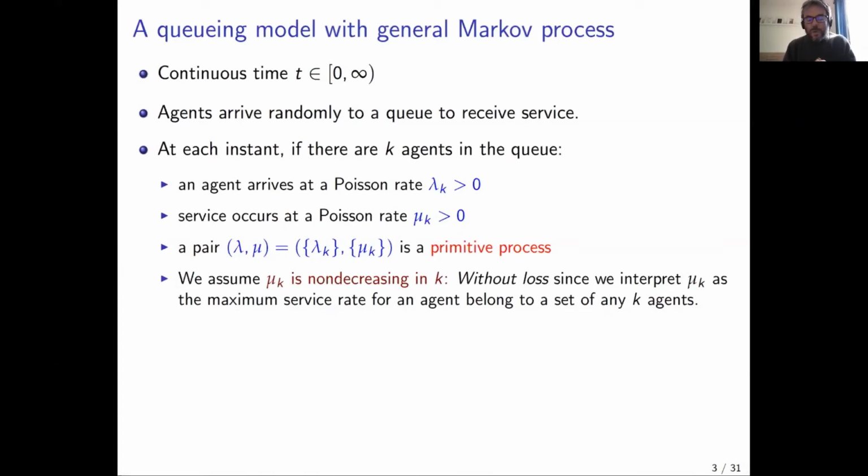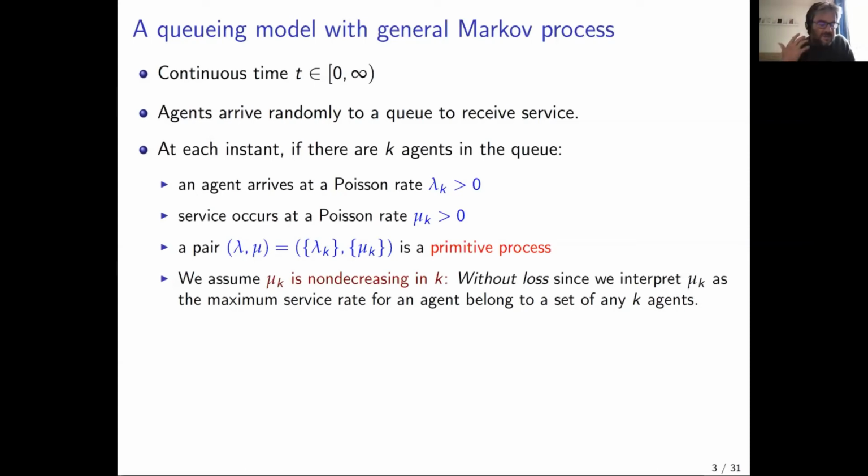So our primitive process, what we will call a primitive process, is going to be a pair lambda, which is a collection of arrival rates for each queue length k, and mu, which is a collection of service rates for each queue length k. So this is going to be our primitive process. And we're going to make a number of assumptions on this primitive process.